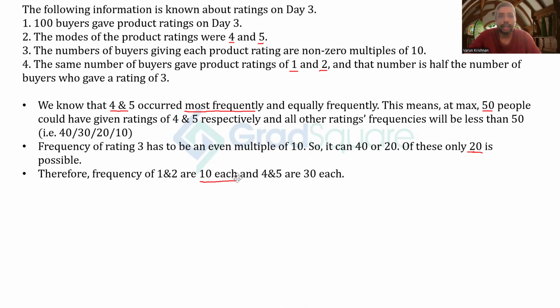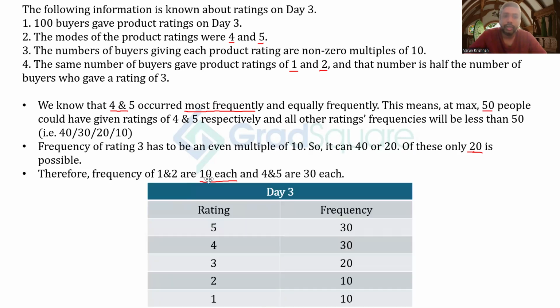So 10 plus 10, 20 customers have given a rating of 1 or 2. 20 customers have given a rating of 3, which means that this in itself takes care of 40 buyers. The remaining 60 buyers have given a rating of 4 and 5, and because the number of buyers who gave a rating of 4 and the number who gave a rating of 5 are equal, 4 and 5 have been given by 30 buyers each. So with this, we can make this table. 30 buyers have given a rating of 5, 30 have given 4, 20 have given 3, 10 have given 2, and 10 have given 1.